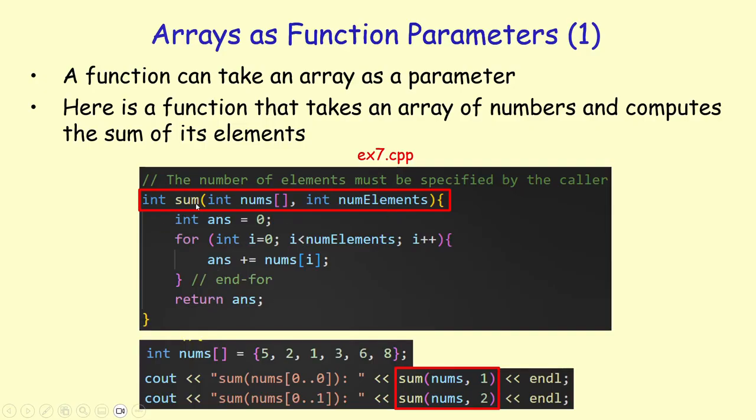The body of the sum function: integer answer is equal to 0. So starting from 0 up until num elements, not including num elements, I'm just walking over the array, or iterating over the elements of the array, and adding each of them to the answer. And finally, I'm returning the answer.